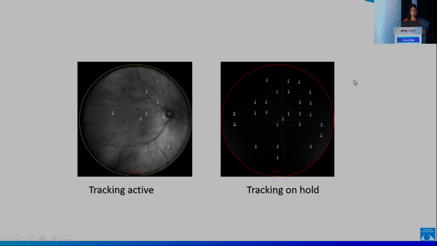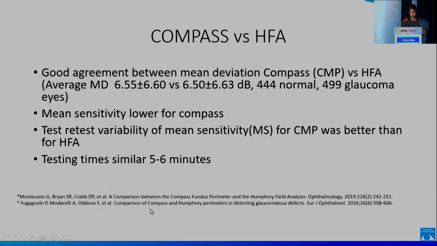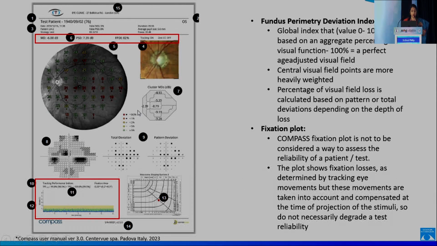So you can see here, if you're not able to see the fundus, the machine stops, such as if the patient goes back, the tracking is on hold. And the report shows, in addition to the projection and the sensitivities, which is the reverse of what is there in the fields printout, because it shows exactly where it is projected in the retina. You also have the staging system. And one thing to note is, instead of the VFI, we have the fundus perimetry deviation index from 0 to 100, where central points are more heavily weighted.